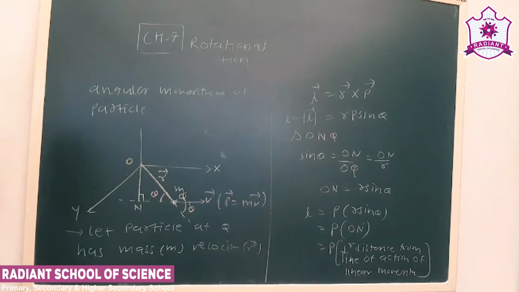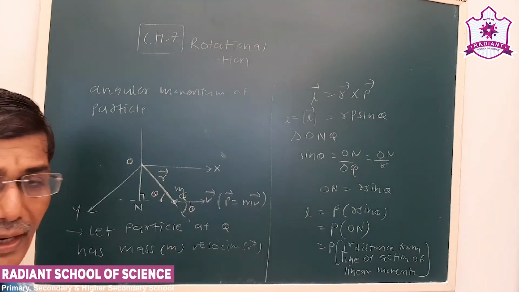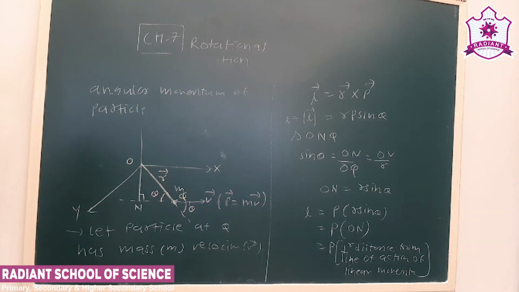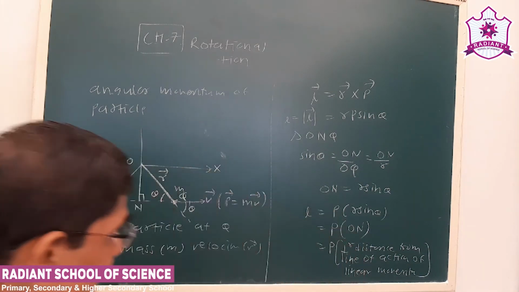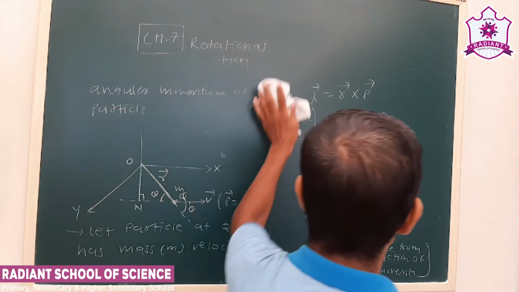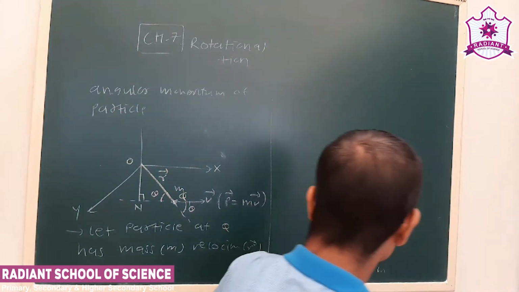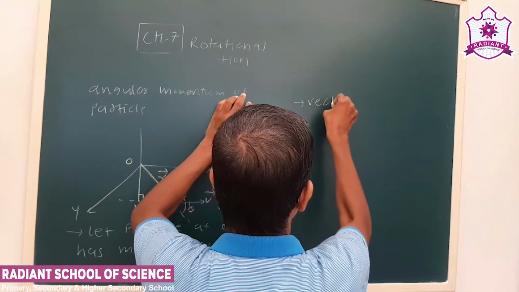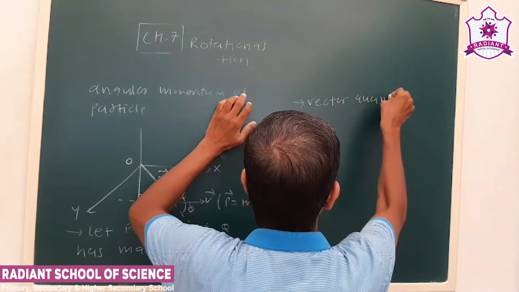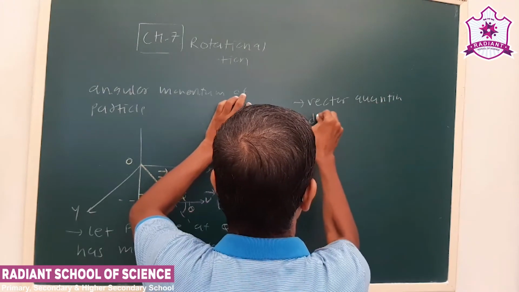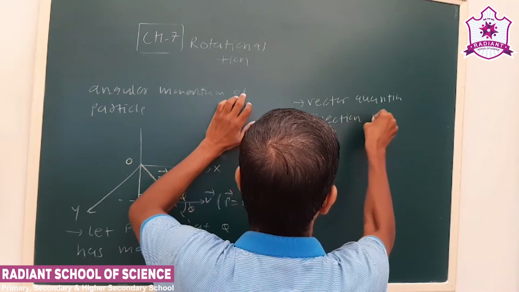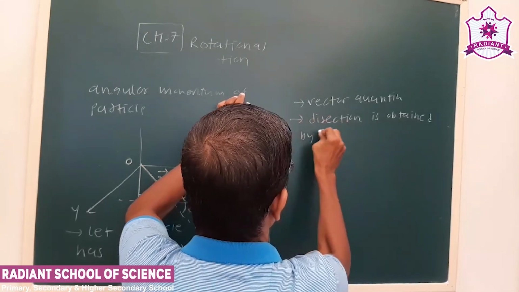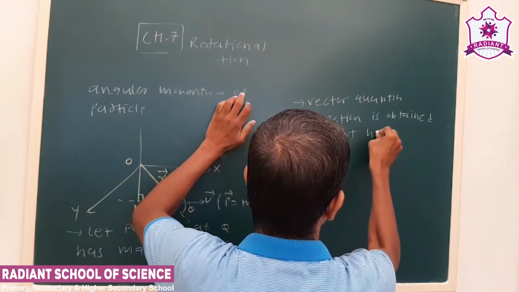Here, angular momentum is also important in producing rotational motion. Angular momentum is also a vector quantity, so its direction will be obtained by the right hand screw rule. So we can write: angular momentum is a vector quantity, and its direction is obtained by the right hand screw rule.